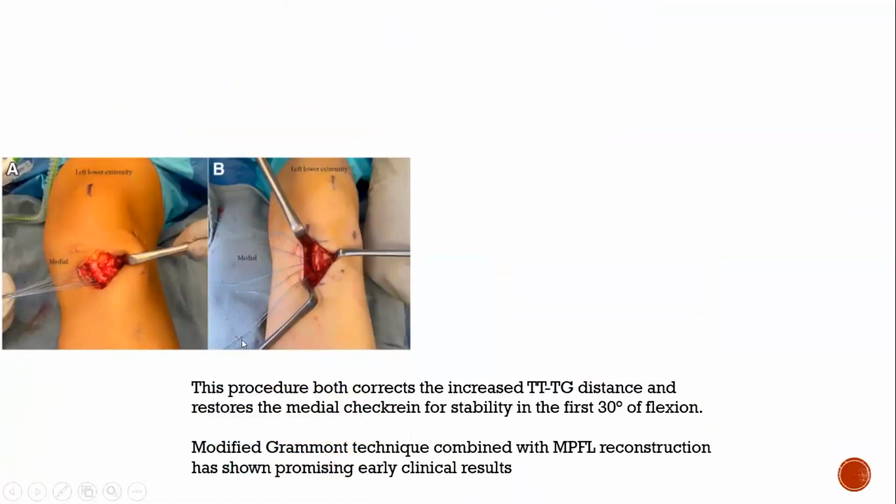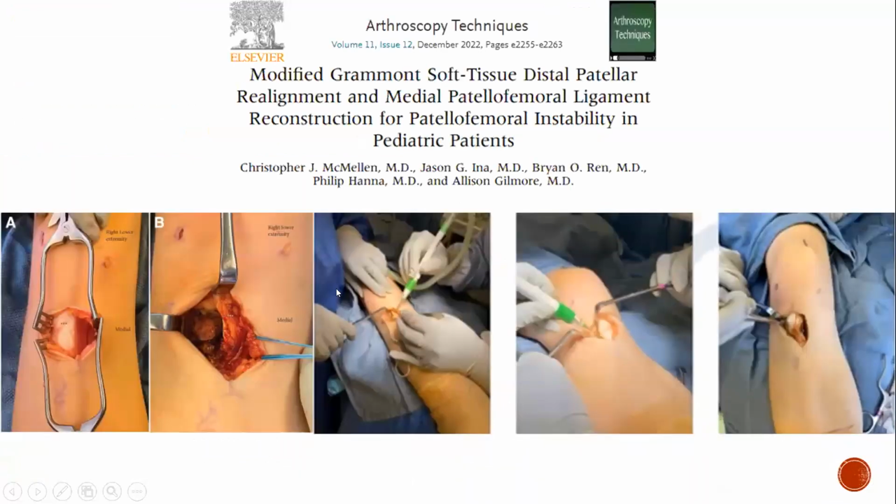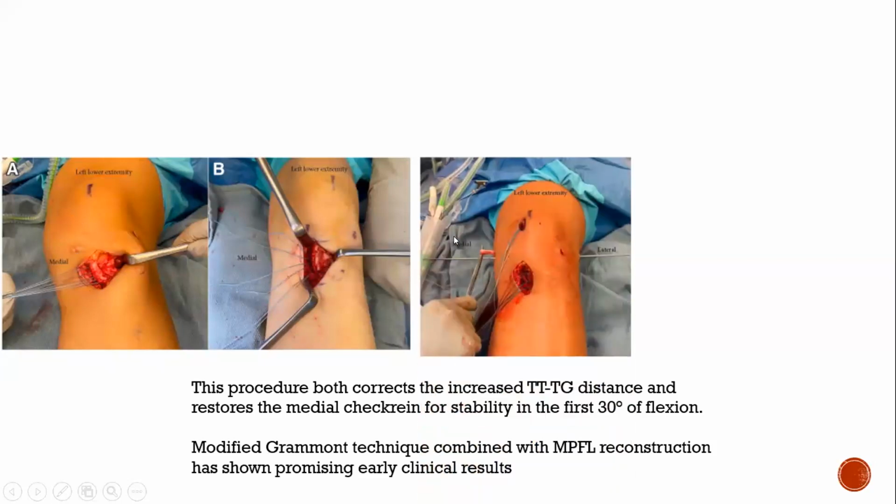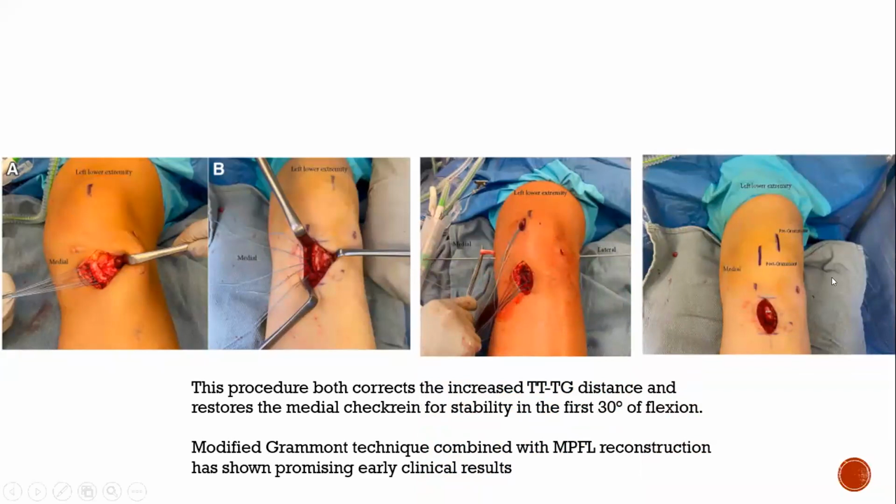This is with the traction, where in the previous image we can see this marking where it is lateral and high above. After sufficient traction, the ideal placement of the sutures has been marked, and it has been stabilized onto the tibia. Post procedure, we can see this is the pre-op mark and this is the post-op, and this corrects both the TT-TG distance and also restores the medial checkrein for stability in the first 30 degrees of flexion.